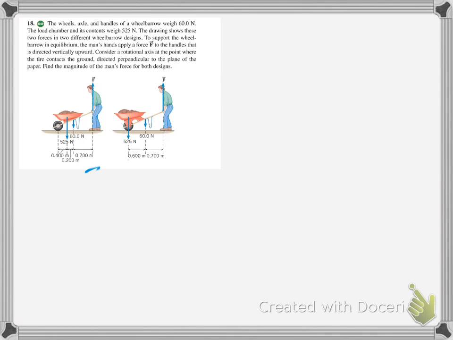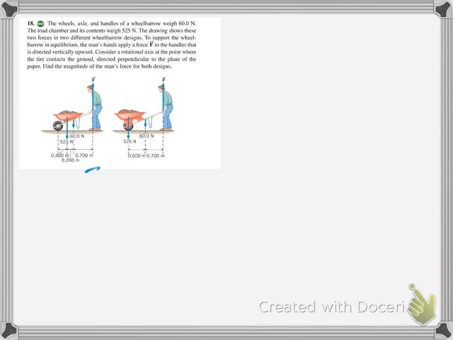Alright, let's read this problem. So, the wheels, axle, and handles of a wheelbarrow weigh 60 newtons. The load chamber and its contents weigh 525 newtons. The drawing shows these two forces in two different wheelbarrow designs. To support the wheelbarrow in equilibrium, the man's hands apply a force F to the handles that is directed vertically upward. Consider a rotational axis at the point where the tire contacts the ground, directed perpendicular to the plane of the paper. Find the magnitude of the man's force for both designs.